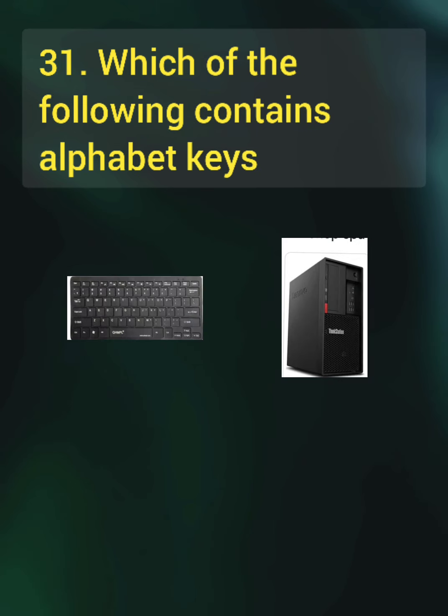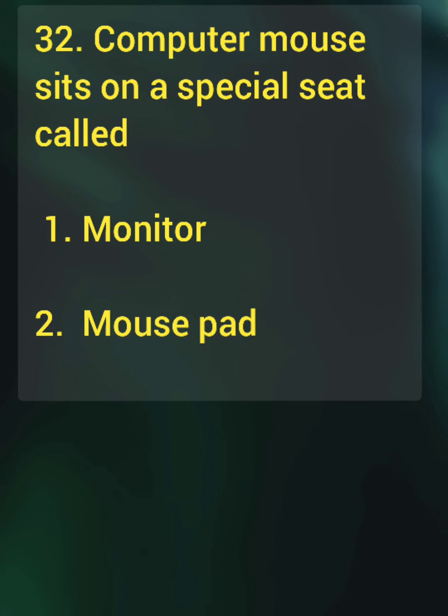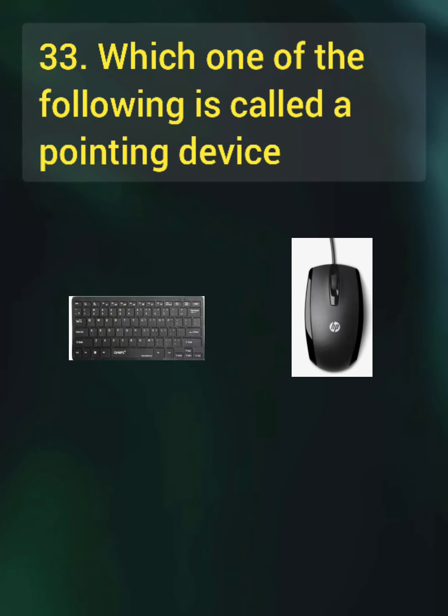Which of the following contains the alphabet keys? Option A, option B. And the answer is option A. A computer mouse sits on a special seat called, and the answer is option B, mouse pad. Which one of the following is called as a pointing device? Option A, option B. And the answer is option B.